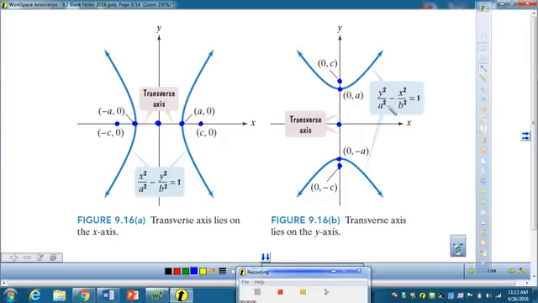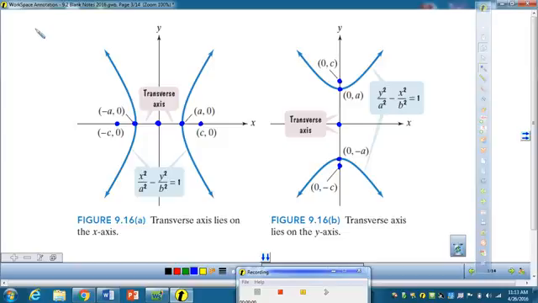The other difference is that the x squared could be in front, resulting in this shape. The y squared in front is going to result in the other shape. So really whatever variable is in front indicates the axis that is the transverse axis containing the vertices and the foci.